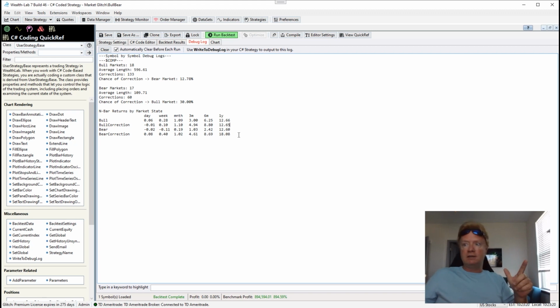This market state strategy is going to be incorporated into a new indicator that we'll release in Build 46, probably tomorrow. So we'll have a Build 46 update for that.